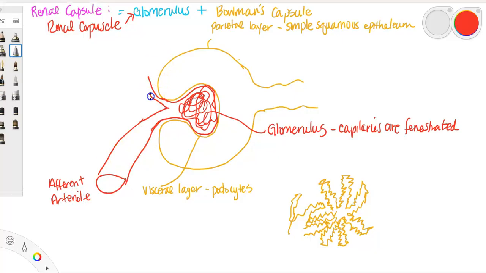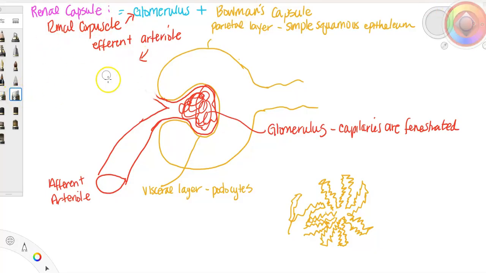Out here, coming out, is the efferent arteriole. And the efferent arteriole is smaller. It's narrower. It's definitely smaller than the afferent arteriole. And that is kind of important, and it will be important in the physiology. I want to bring this out a little bit. There we go. Just want to bring it out further. Okay, so that's the efferent arteriole.